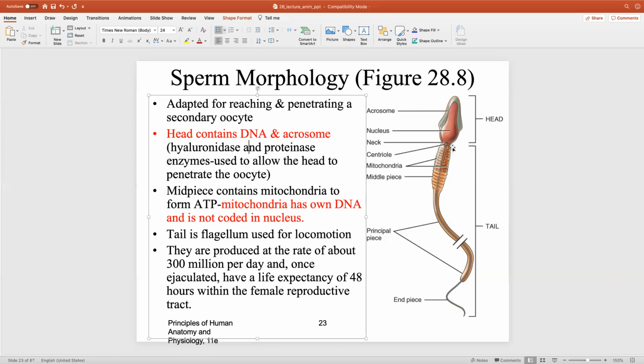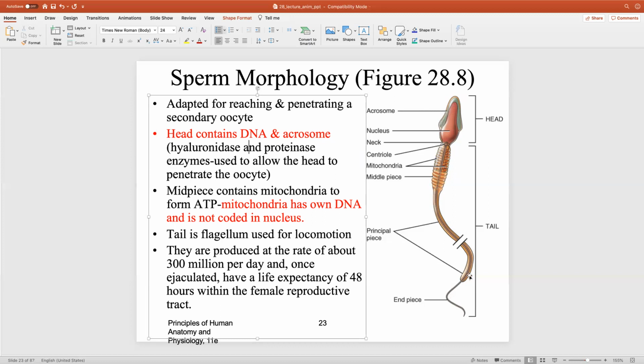Then you have a tail region of a sperm cell. Now, the tail region is where we're going to see a functional flagellum and lots of mitochondria. The mitochondria are going to drive the flagellum movement, so then the sperm can work its way up the uterus into the fallopian tube.